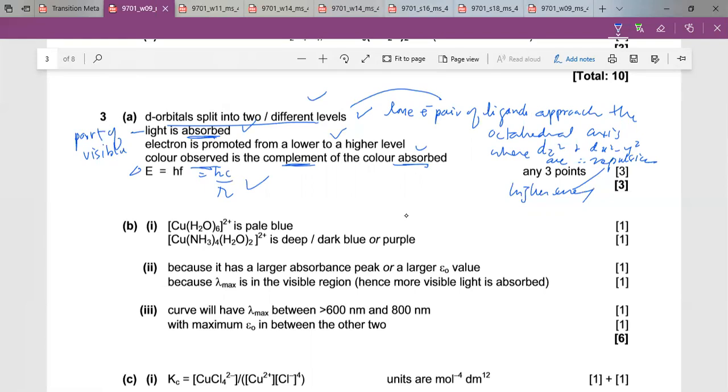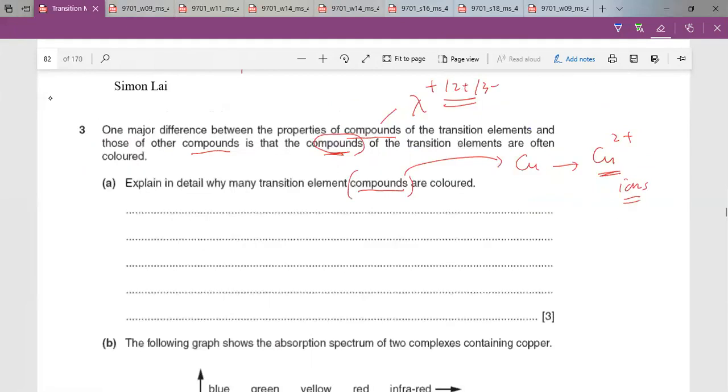Now, we come back to this one later. Next question. So, memorize that. I got one student like this. Sir, I just memorized 4 points. 1, the orbitals are split into 2 parts because of the ligands approaching the octahedral complex. 2, part of the visible region light is absorbed, because electrons are promoted from a lower energy to a higher energy level.